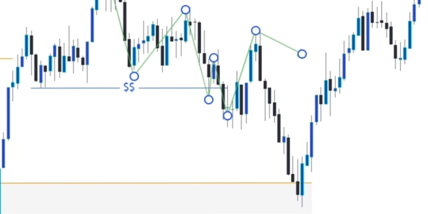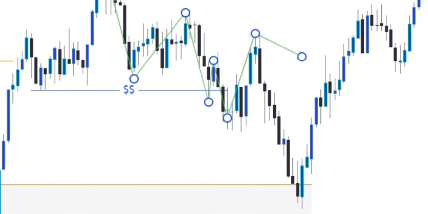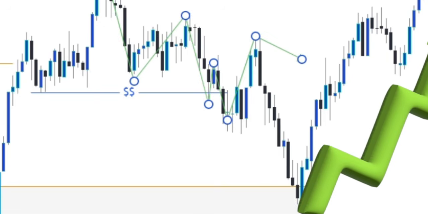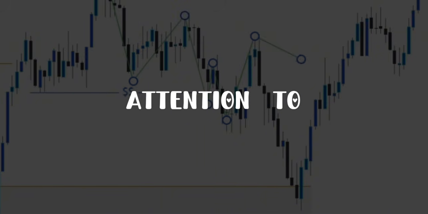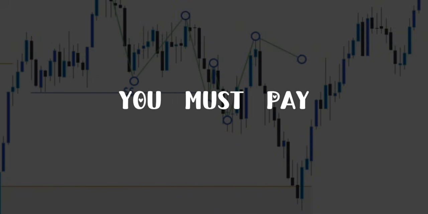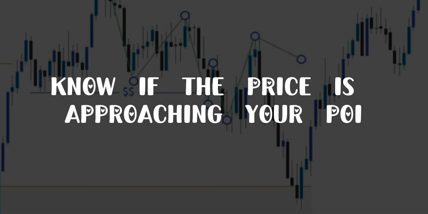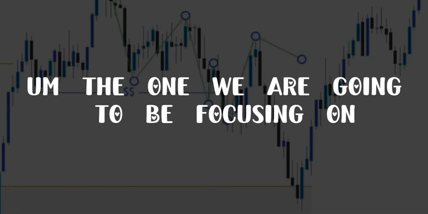If you pay attention to the last swing before the price touches our POI, you can see how aggressive that first bearish candle was. And the candles start reducing in size as the price approaches our POI. And now when the price touches our POI, you can see how the price quickly reverses towards the upward side. So these are 2 different price approaches towards our POI that you need to pay attention to. If you must be profitable with this strategy, you must pay attention to these 2 things I just mentioned. Know if the price is approaching your POI aggressively or is coming conservatively. So which one is the one we are going to be focusing on?